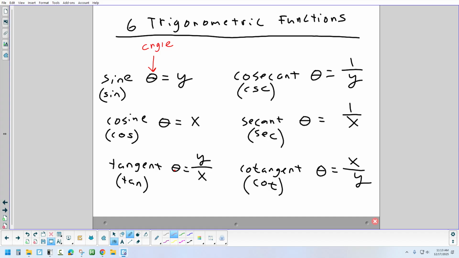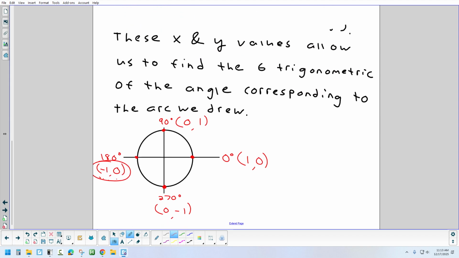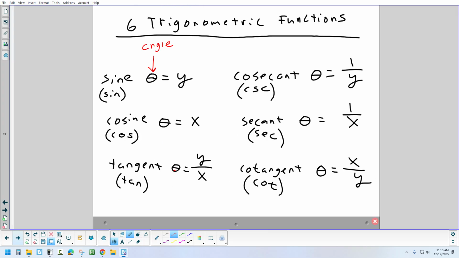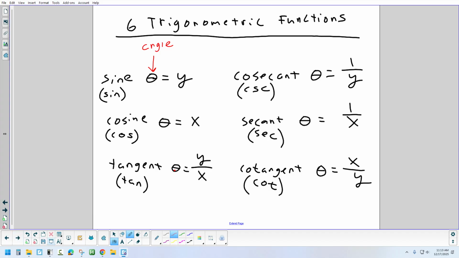So you can see every definition there has either an x in it, a y in it, or both. If you don't have the coordinate, you cannot use any of those definitions. So you've got to be able to find these values right there. And right now, you only know how to find them for 0, 90, 180, and 270. I told you eventually we're going to be able to do it for any multiples of 30 and 45, but we're not there yet. Any questions on those 6 definitions?